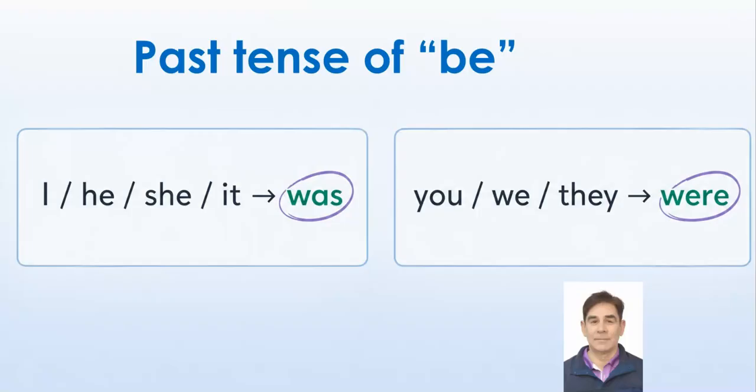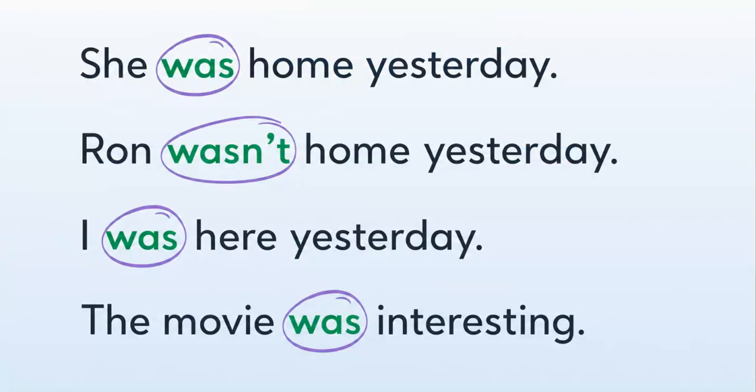The past tense of be is kind of special because we include I in the S form. For example, I, she, he, and it are used with the past tense of the verb be, was. However, you, we, and they are used with the word were. For example, she was home yesterday. Ron wasn't home yesterday. I was here yesterday. The movie was interesting.